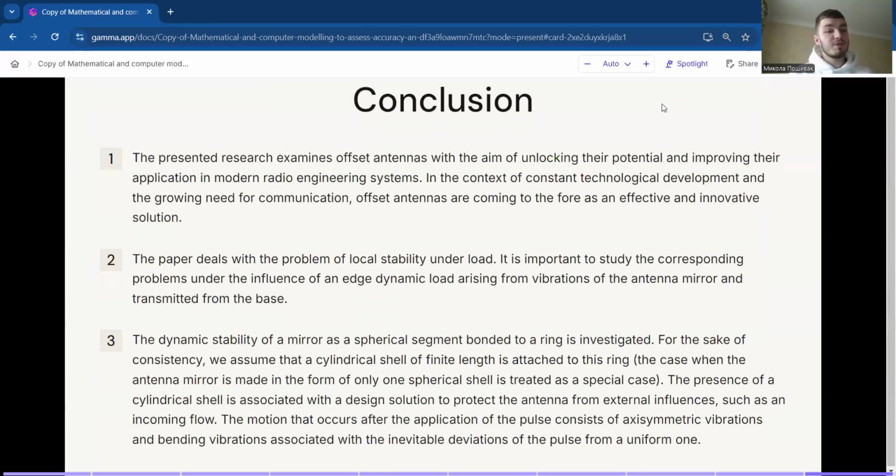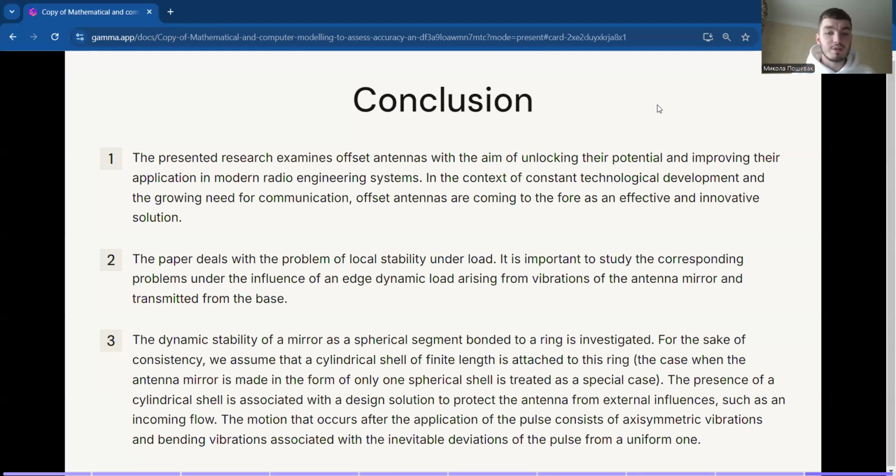Conclusion. The presented research examines offset antennas with the aim of unlocking their potential and improving their application in modern radio engineering systems in the context of constant technological development and the growing need for communication. Offset antennas are coming to the fore as an effective and innovative solution. The paper deals with the problem of local stability under load.